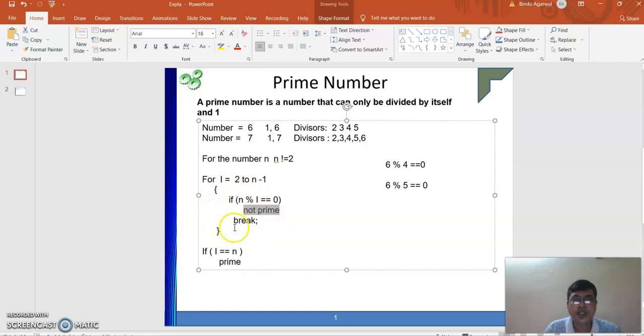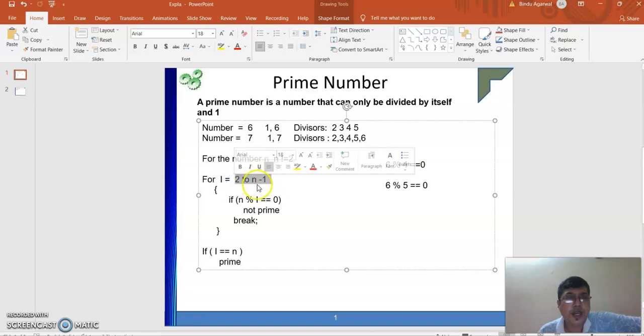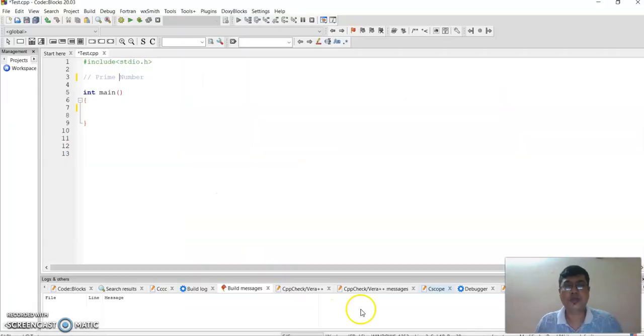Now this loop will continue until n minus 1, and once it reaches n, it will come out. So when the loop comes out, the condition will be false and the value of i will be equal to n. If i is equal to n, it means you have completed the check and nothing divided it, so we write that this is a prime number. Okay, so let's go back.